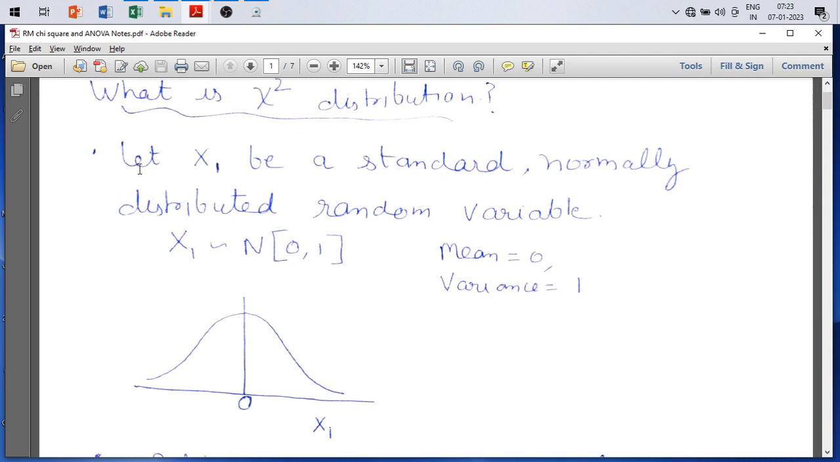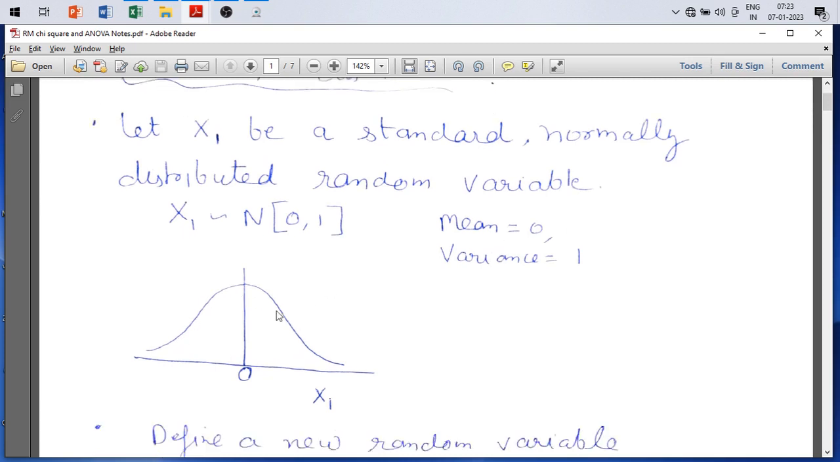Now, let us say x1 is a standard normally distributed random variable. So what that means is the distribution of x1 is something like this, what you see here, the bell curve. It's a normal distribution. The mean is 0 and the variance is 1. So we generally write it like this, x1 is N(0, 1). That means it's a normal distribution and mean is 0, variance is 1. So it is a standard normally distributed random variable.